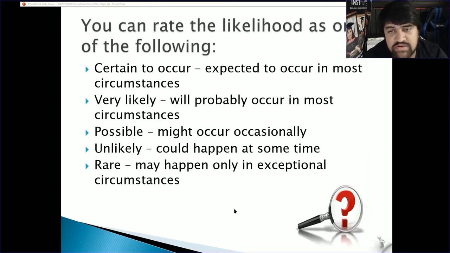You can rate the likelihood as one of the following. Certain to occur, expected to occur in most circumstances; very likely, will probably occur in most circumstances; possible, might occur occasionally; unlikely, could happen at some time; or rare, may happen only in exceptional circumstances. So you've got those five categories there, and you're going to be putting the risks that you find in those five categories.